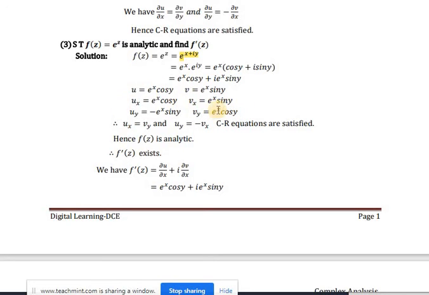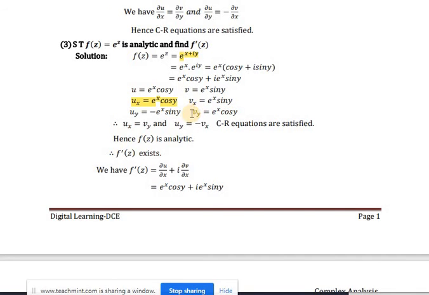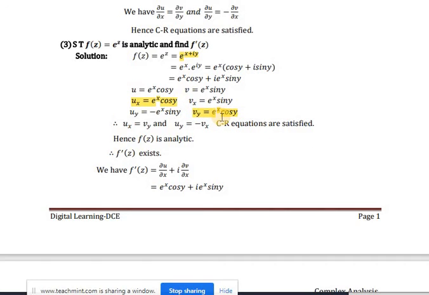Observing these four derivatives, ux is equal to vy. So these two terms are equal. And uy is equal to minus vx. These are nothing but dou u by dou x is equal to dou v by dou y, and dou u by dou y is equal to minus dou v by dou x. These are called CR equations. So CR equations are satisfied here. Hence f of z is an analytic function.